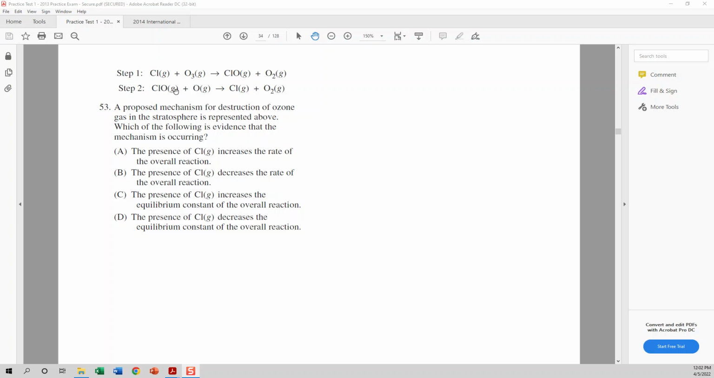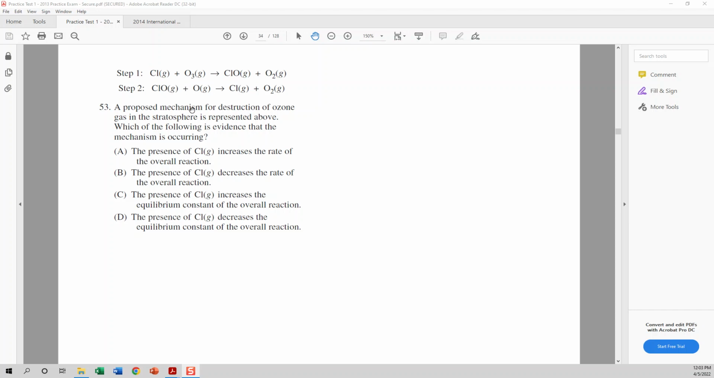And this mechanism is a catalyzed mechanism because we do have a catalyst, and that's the chlorine atom here. Chlorine cancels out this way. Chlorine gets consumed and then produced. So chlorine is a catalyst, and ClO is an intermediate. So again, this is a catalyzed mechanism.